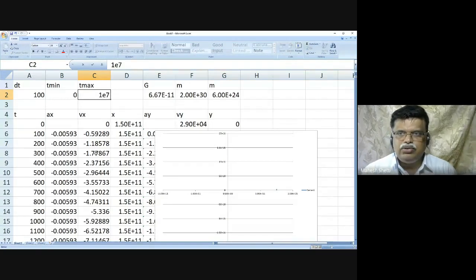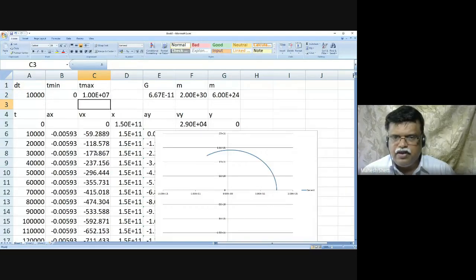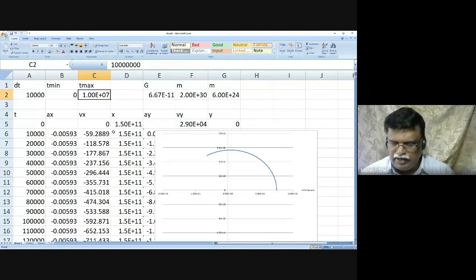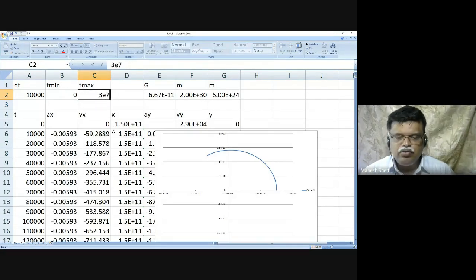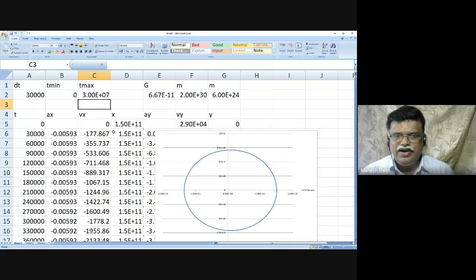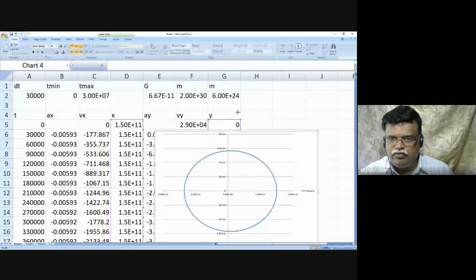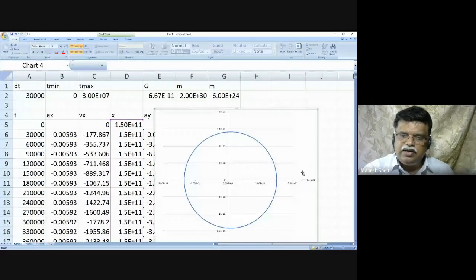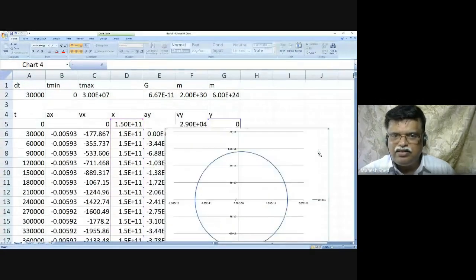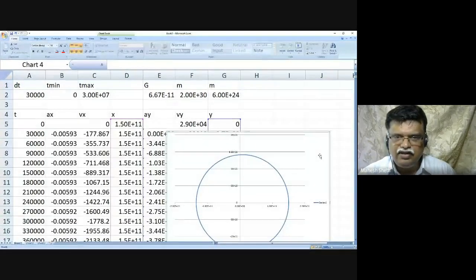Okay, that will be about 4 months or so. And you will see that it has moved this much. Basically 1 year is approximately 3 crore seconds. So if I go something like this, you get the complete circle. Okay, this is how the planet is moving now. And you can now play with various different kinds of things.